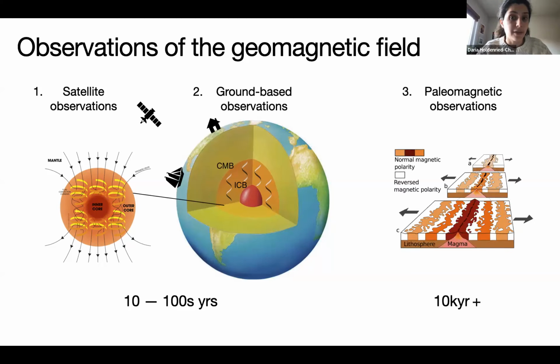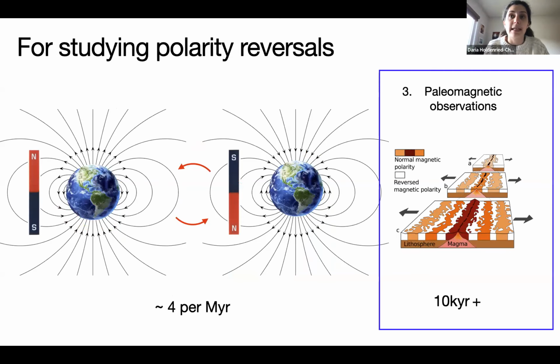However, if we want to learn about reversals, we obviously need to consider paleomagnetic observations, which give us information about timescales of tens of thousands of years or more. But generally, when we are thinking of models of core dynamics and dynamo generation, it is the short timescale information that has been used in conjunction with these. If we look at the paleomagnetic observations, we see that we get about 4 reversals per million years.